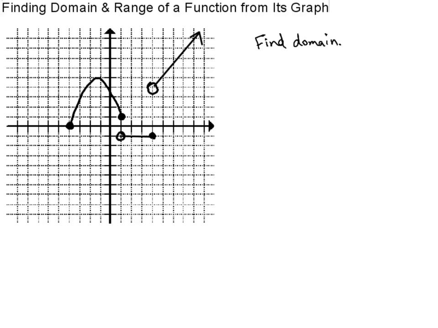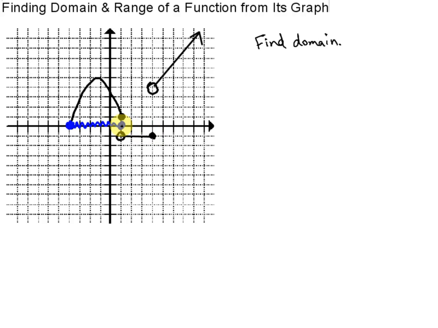So the idea with domain is you want to kind of smash this entire graph down onto the x-axis and then look at where it's shaded. So let's look at this curve here. If I were to smash it to the x-axis, then this point would be shaded, this point would be shaded, and everything in between would be shaded. Okay? Now let's take this next line segment and smash it down.